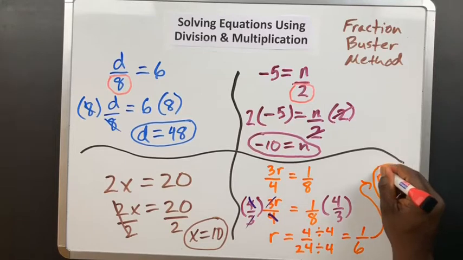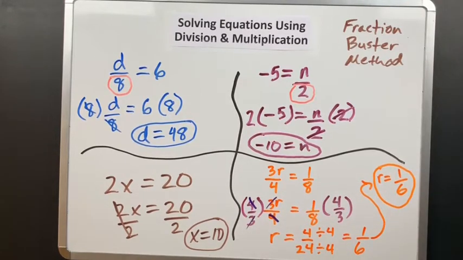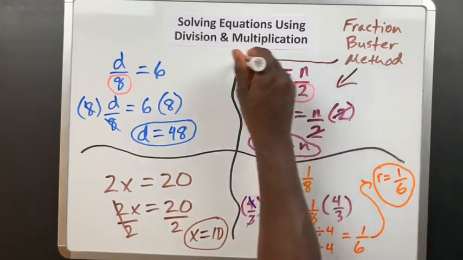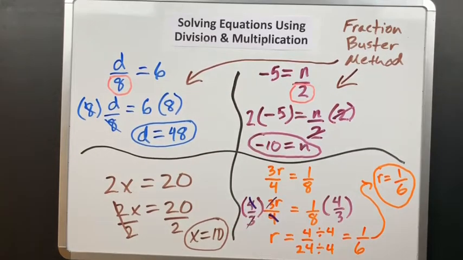Always circle your final answer. So we have successfully solved equations using either the multiplication or division properties of equality. And in some cases, at least in the first 2 problems here, we used the fraction buster method for getting rid of the fraction, so that we can make the equation easier to solve.